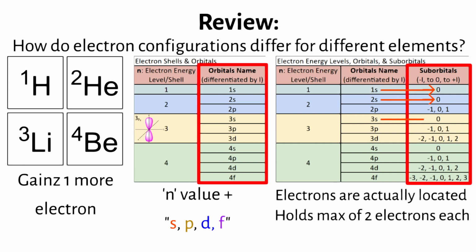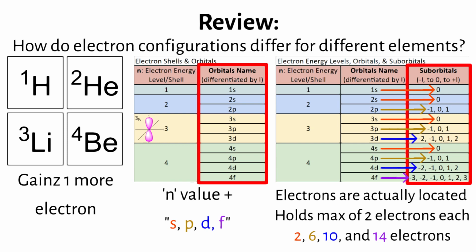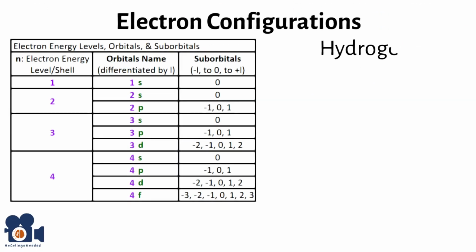The s orbital has 1 suborbital, the p orbital has 3, the d orbital has 5, and the f orbital has 7. Thus, the s, p, d, and f orbitals can hold a maximum of 2, 6, 10, and 14 electrons respectively. For an in-depth explanation of the distinctions between the atomic orbitals and quantum numbers, please check out the attached video, Atomic Orbitals.